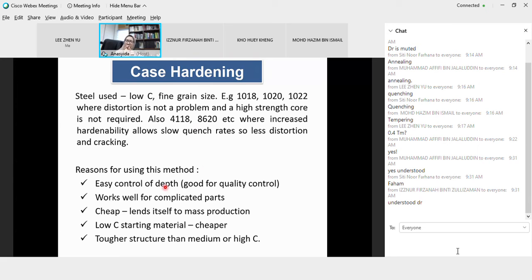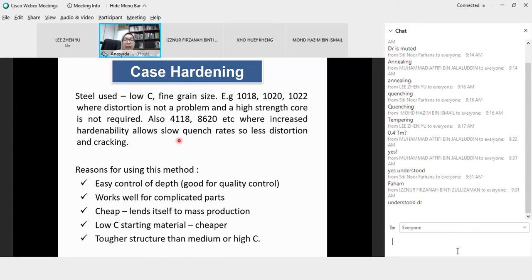If the case depth is too small, maybe it cannot prolong the life of that part. So you have to have a certain case depth to ensure that the lifespan of the part is enough, maksudnya service life dia cukup. It works well for a complicated part, so kita boleh guna semua part. You don't have to worry about a complex part. Definitely dia murah dan mudah untuk kita buat mass production. The starting material also will be very cheap because you use low carbon.